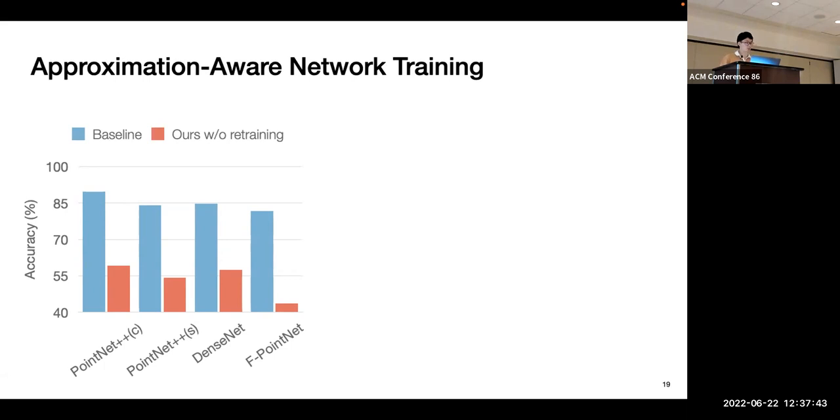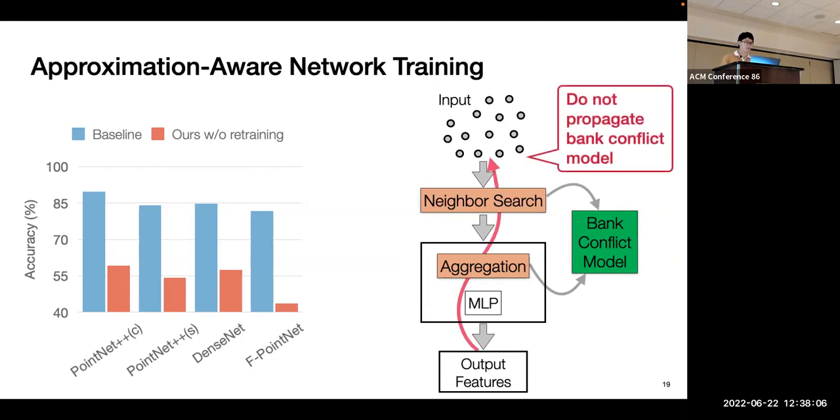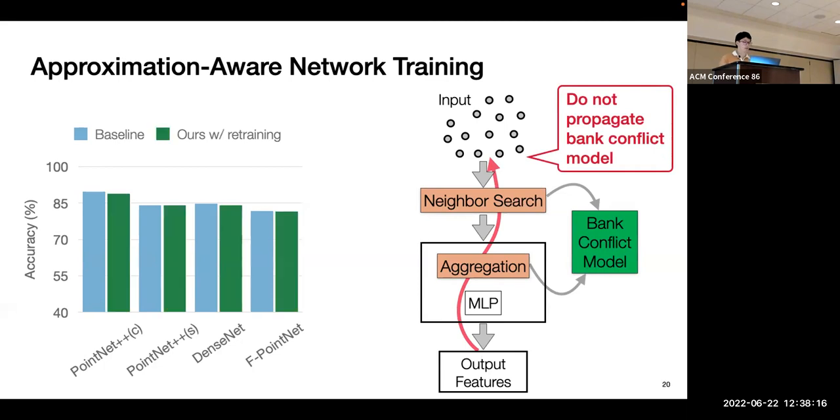So in order to bridge the accuracy gap, we let the model learn imprecise information during training. Here's the network forward pass, and we include a generic bank conflict model in this training process so that we can simulate the imprecise, inexact neighbor search during training. The last thing about our co-training scheme is that the backpropagation doesn't need to go through our bank conflict model, so even though our bank conflict model is non-differentiable, it's still used during training. And as you can see, after retraining, our model can achieve the same accuracy as the baseline model.